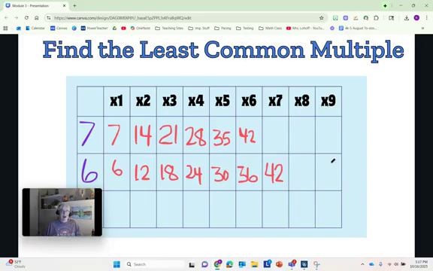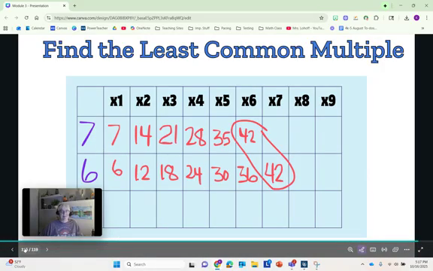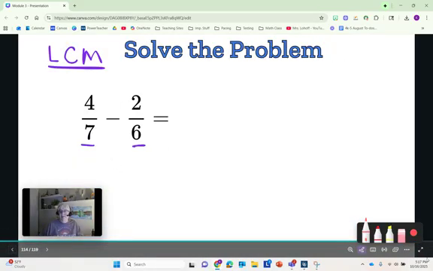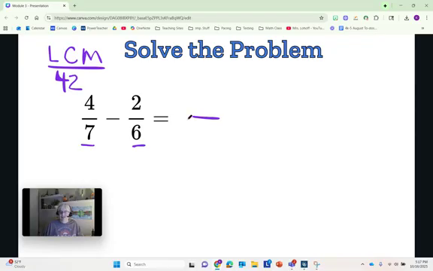All right, if you want to pause it, you go right ahead to look to see. The only number they have in common is 42 when you multiply them to each other. All right, so our least common multiple is 42. We need to now change each fraction. Let me make that look more like a fraction so that my minus sign kind of stands out. These need to all be 42.